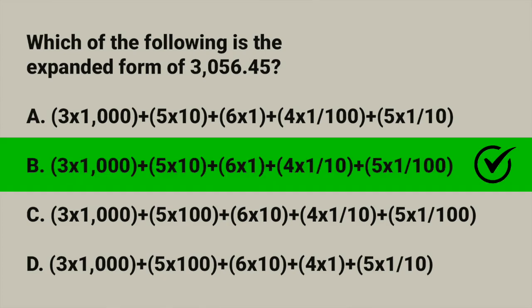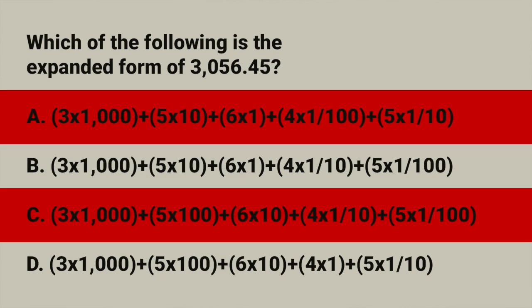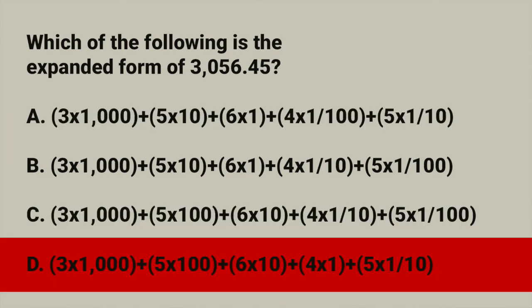The answer is B. The 0 in the hundreds place has no value, so that place is skipped. The 4 in the tenths place is 4 times 1/10, and the 5 in the hundredths place is 5 times 1/100th, not the other way around. Options A and C reverse those decimal positions. Option D misplaces the whole number digits entirely.